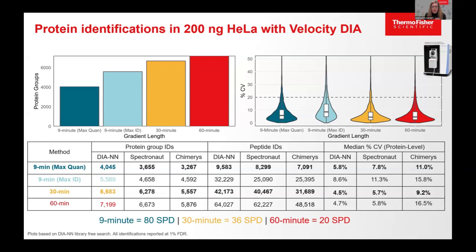But if you really want to do a cohort study or wild type mutation treatment study and you want to see small changes, I will go with the more quantitative method. And the 30 method looks like a really good balance when it comes to CV and coverage. The next question is how accurate this quantification is.